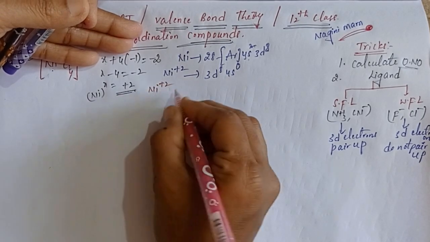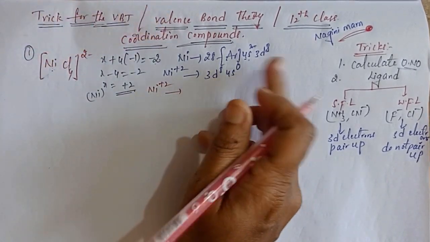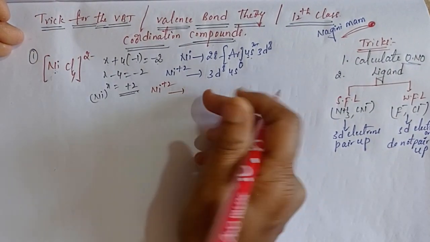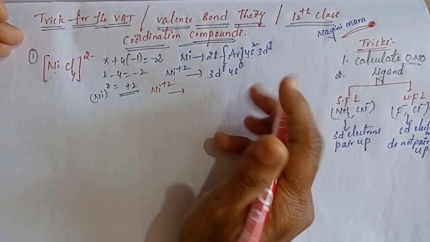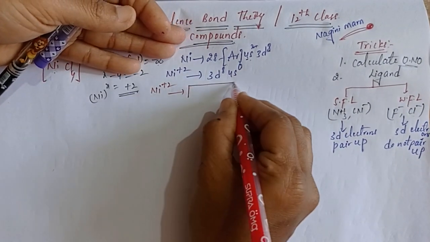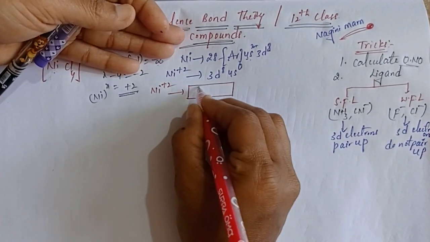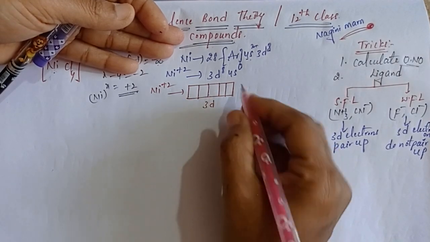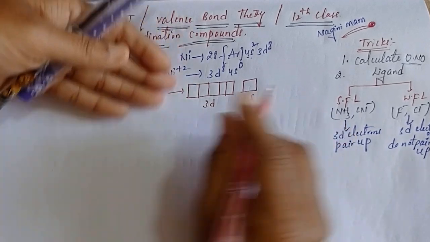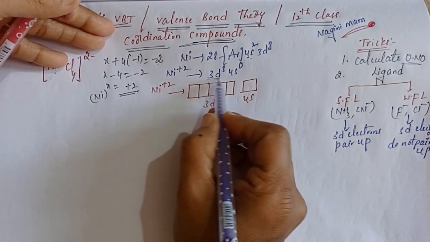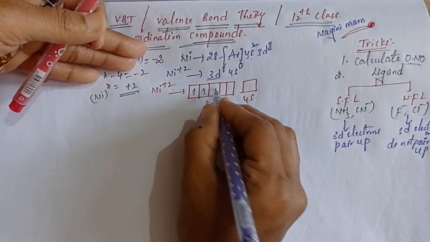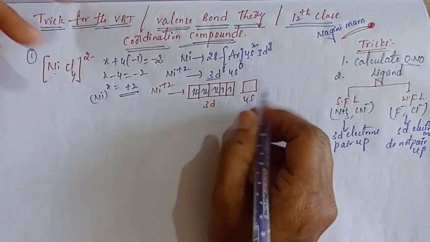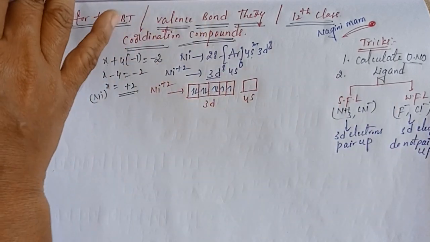Now I am writing the orbital structure. Ni plus 2: 3d8 and 4s0. In 3d there are a total of 5 orbitals, and in 4s there is 1 orbital. How many electrons are in 3d? 8 electrons: 1, 2, 3, 4, 5, 6, 7, 8. 4s is 0, completely vacant.